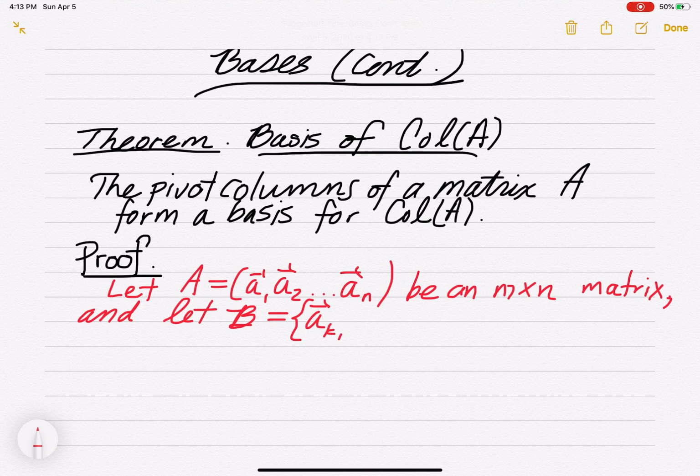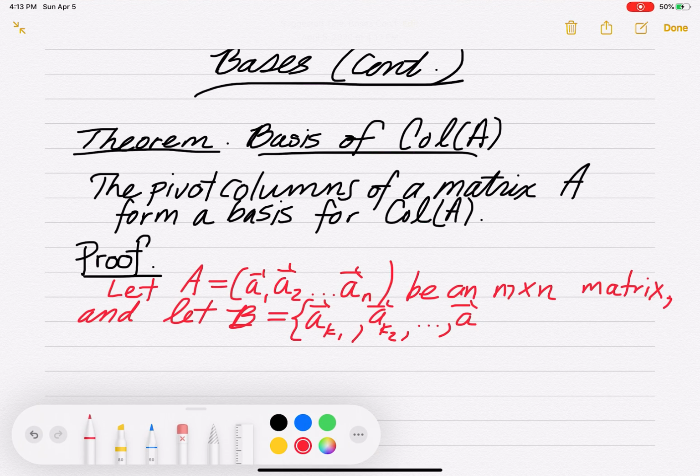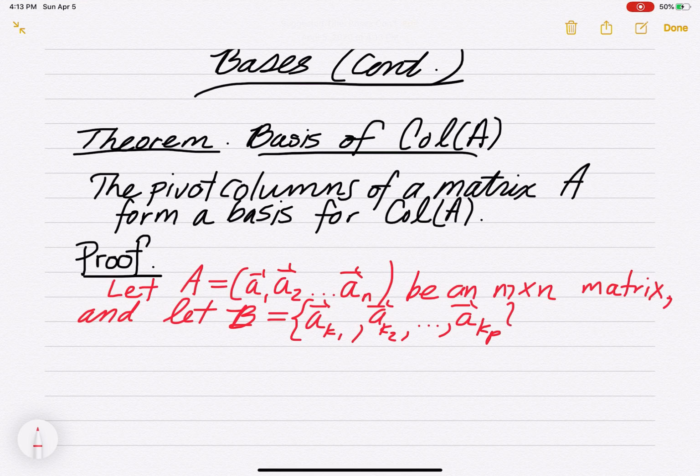AK1, AK2, and so on, AKP. Let these guys, the AKs, be all the pivot columns of A. So some of our columns, who knows, all of our columns A1 through AN could be pivot columns. But also some of them may not be pivot columns. It's possible some of them may not be.